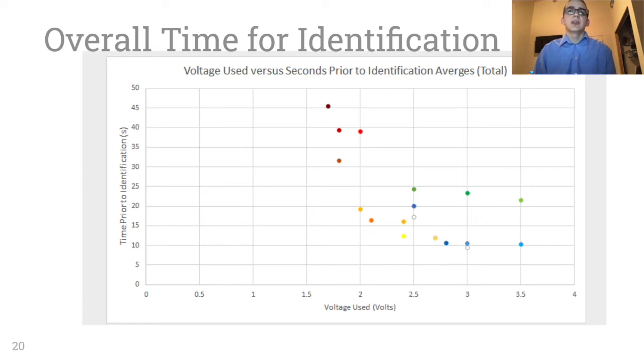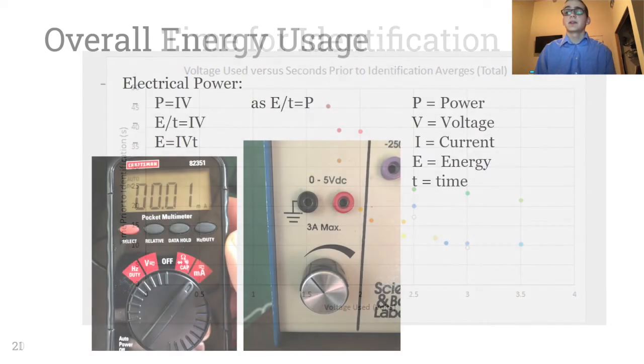Orange is moving in next with its lowest at around 32 seconds overall, and then green follows that, and then going on, it moves down to orange, yellow, and the blues, where you can see at 3 volts, the middle intensity, white, is performing the best.